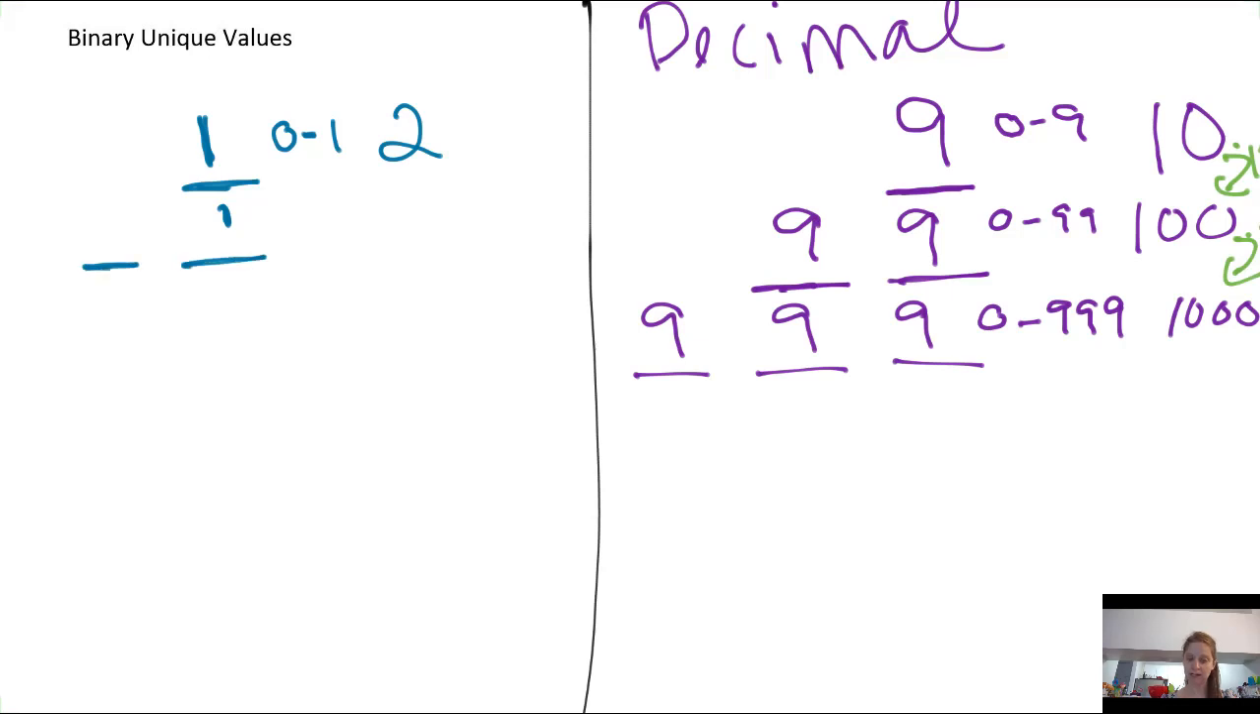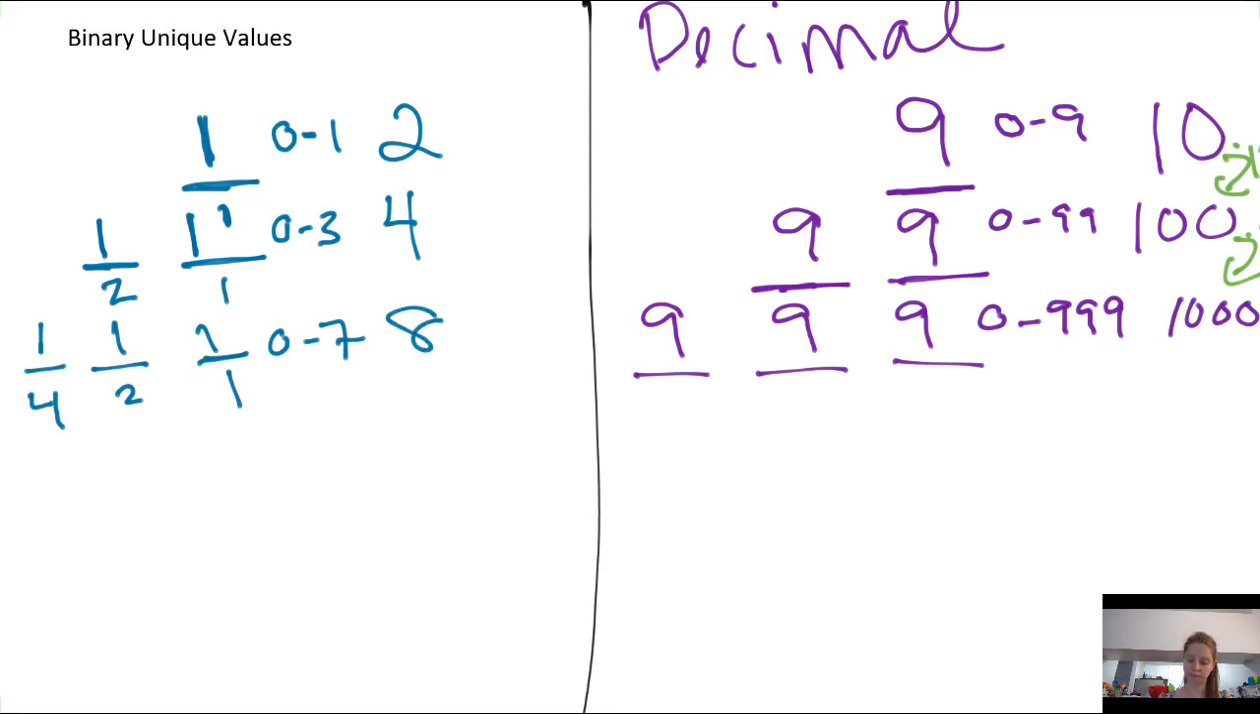If I add a second digit, so we have the first place value, and then we have the 2's place value, and I turn both of these on to 1, the highest number I can represent is 3, which is 4 unique values. If I add one more, these are the place values of 1, 2, and 4. If I turn all of them on, the highest number I can represent is 7, which is 8 possible values. So in binary, every time I add a digit, I double the amount of unique values that I can represent.